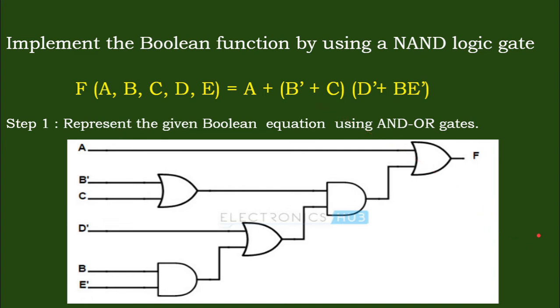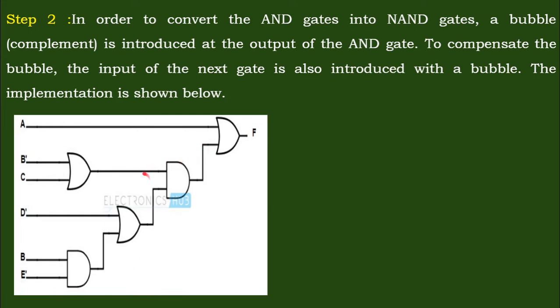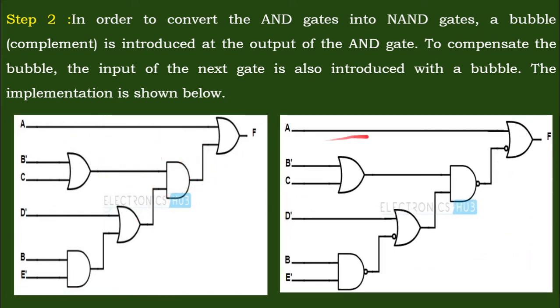Now let us see how, gradually, one by one, we can change the AND and OR gates into NAND gates. The second step: in order to convert the AND gates into NAND gates, a bubble is introduced at the output of the AND gate, and to compensate for the bubble, the input of the next gate is also given a bubble. Let us see the diagram, and we will be able to follow easily. This is the previous diagram, which is the AND-OR implementation, and this is the next diagram, which is done using the bubbles.